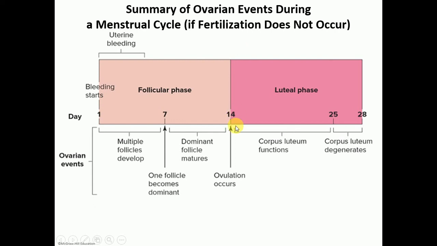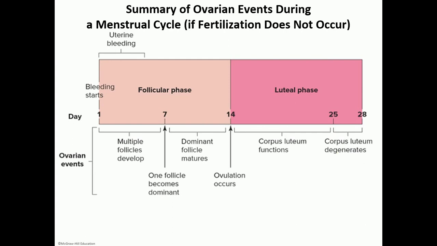Now that ovulation has happened, we've ovulated the secondary oocyte. Now the remnants, or the remaining part of that mature follicle, is going to become the corpus luteum. It'll make mainly progesterone. So the luteal phase is mainly under the influence of progesterone. You see here that the corpus luteum is going to function. It'll keep on functioning up until the very end of that phase, and then the corpus luteum is going to degenerate, again keeping in consideration that pregnancy or fertilization did not occur.